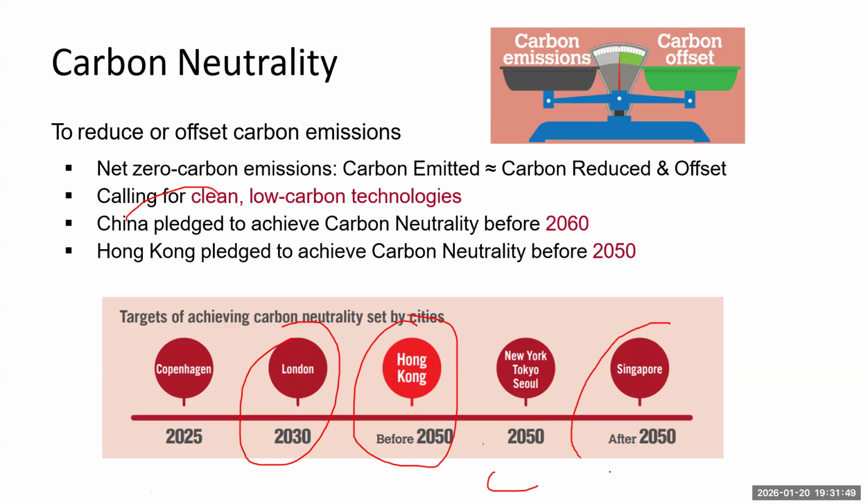And China is here, 2060. So China pledged to achieve carbon neutrality. And so there are many different strategies to achieve carbon neutrality, not only to reduce carbon emissions, but there are other technologies like carbon capture and storage technology. Okay, we have different strategies even to achieve carbon neutrality.